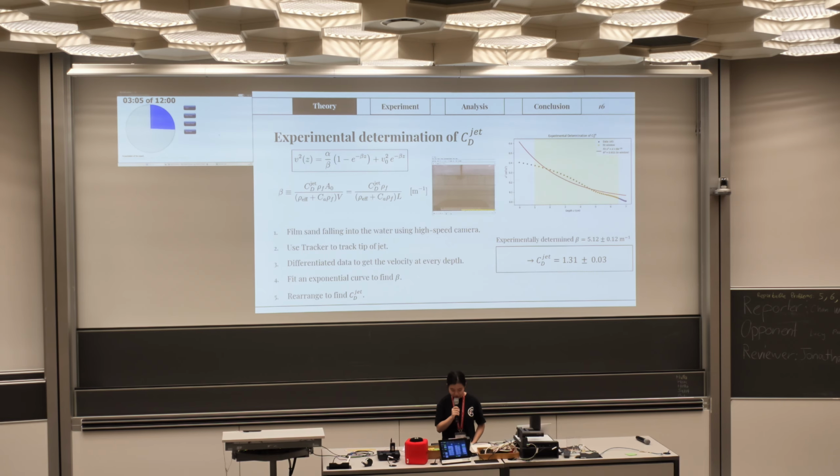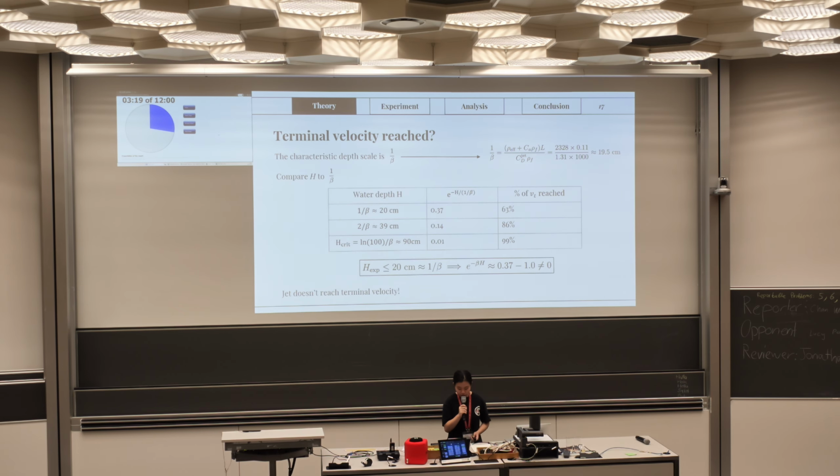To find C_D of the jet, we filmed the jet using a high-speed camera at 240 FPS and tracked the tip of the jet using a drag curve. For fitting, we extracted beta and found the value of the coefficient. We also note that the jet doesn't reach the terminal velocity, as it requires h to be about 90 cm for the jet to reach 99% of its terminal velocity.